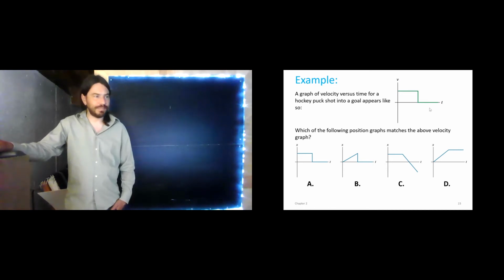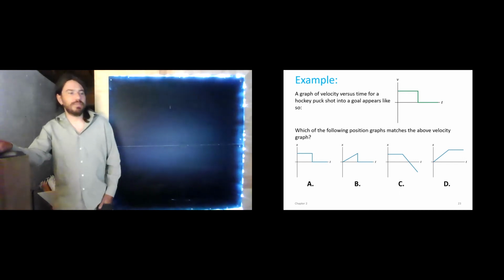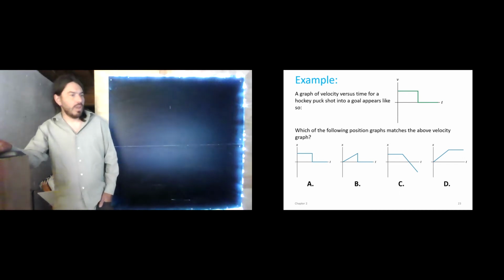Let's see if we can go the other way. Here is a velocity versus time graph. Which one of these position graphs matches? In other words, for which one of these position graphs is this the slope graph? Pause the video, see if you can figure it out. Okay, so let's see here. Velocity, we should be looking for something that's starting off with a positive constant slope, right? So the slope should be positive and constant.